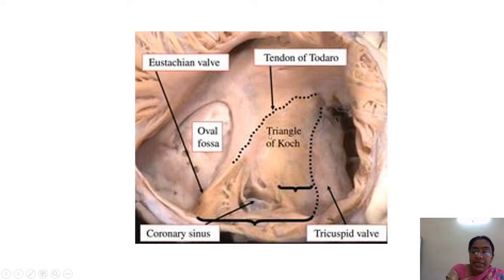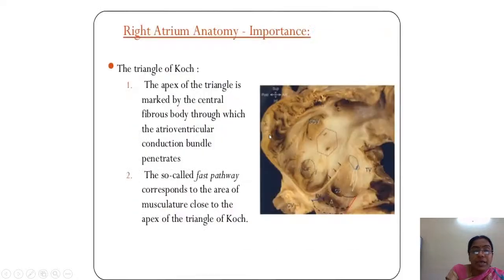So what is present in the intermediate part? When you are seeing here, the apex of the triangle is marked by the central fibrous body, which is related to your atrioventricular conduction bundle. So this is the apex of this triangle, which you are seeing here, and it is forming the triangle of Koch.